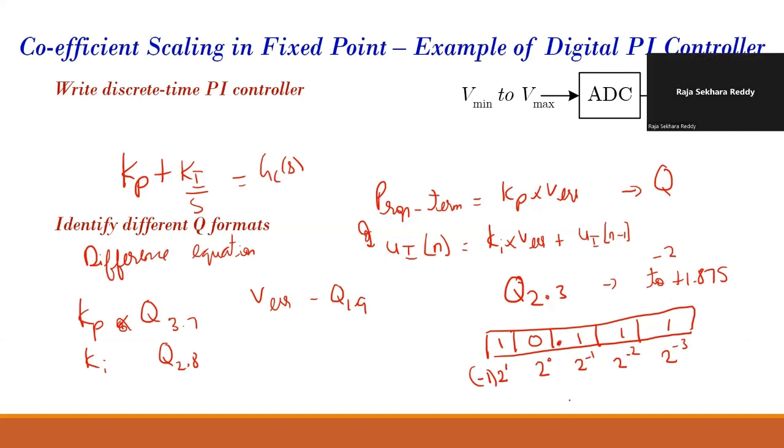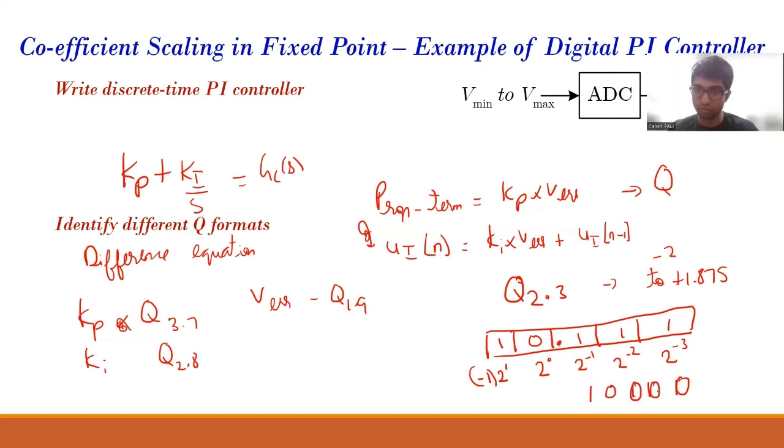Sir, in the example you have taken, the lowest value that we can represent is -1, right? No, it is -2, because this is 2 raised to 0. If I want the lowest value, it will be 1, 0, 0, 0, 0. All will be 0 except the MSB, and this is raised to 2 raised to 1. So it is 2 into minus 1, so minus 2.